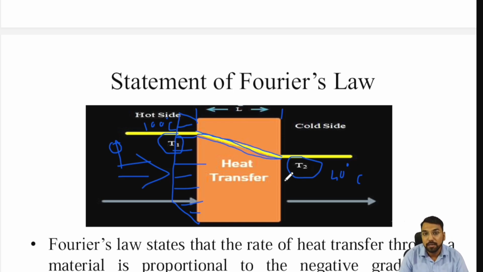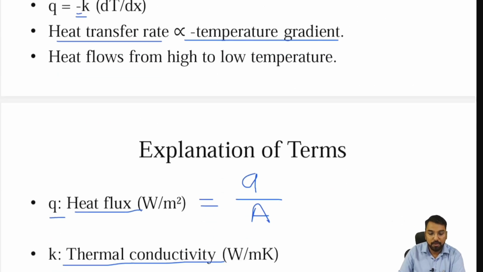to the hot side. And as we know, as per the second law of thermodynamics, heat always flows from higher temperature to lower temperature. If we don't take the negative sign here, then it implies that the heat is flowing from the cold side to the hot side, and that is not going to happen. So that's why Fourier has taken this negative sign in this equation. This is one important aspect of Fourier's law.